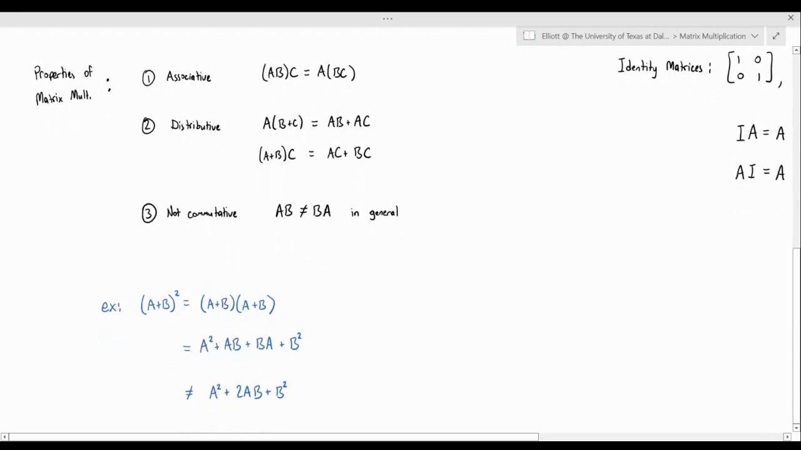So then an example of some of these properties here. If you had an expression like A plus B squared, A and B are two matrices, okay?